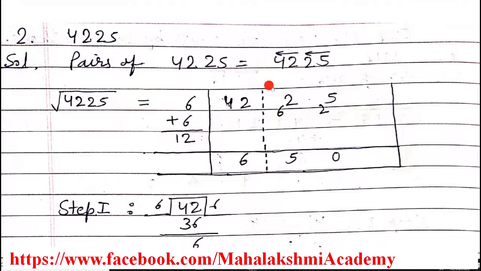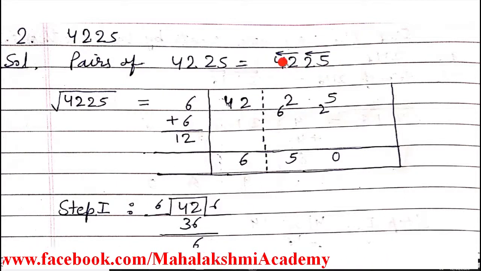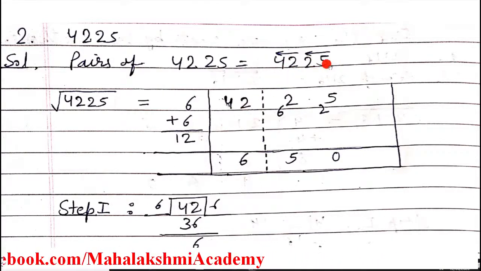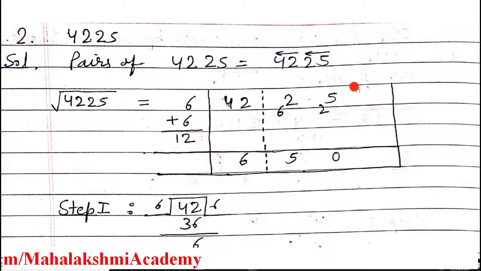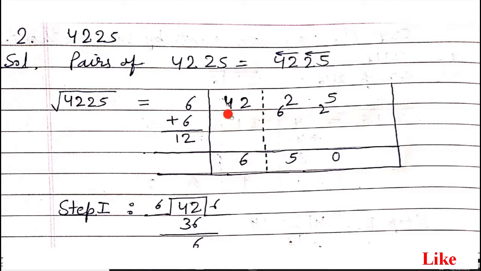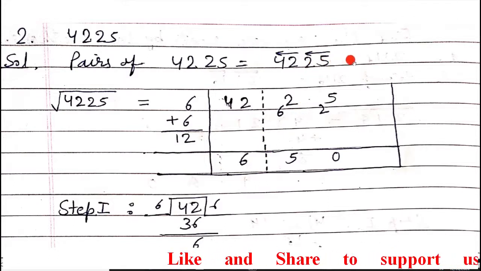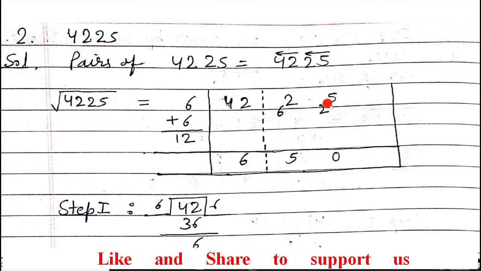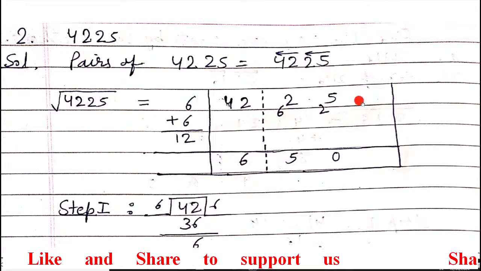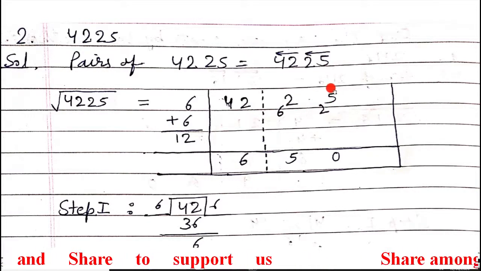In the second section, write down the 42, and after writing the first pair here, the remaining digits of the remaining pairs just write down after creating a gap in between them. So it will happen like this. Again I am repeating: in the first section don't write anything initially. In the second section, first write down the first pair, then draw the dotted line, then write down whatever digits remain in the remaining pairs, creating a gap. So we'll get it like this: 42, then 2 and 5.